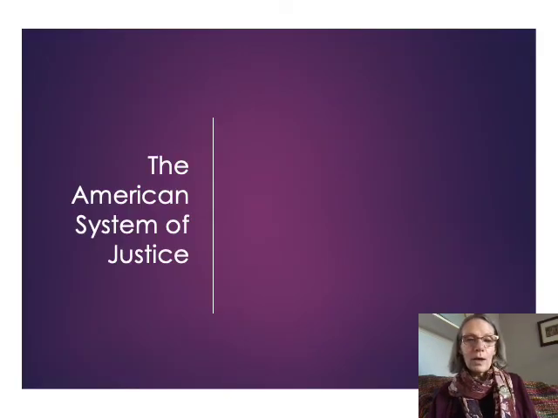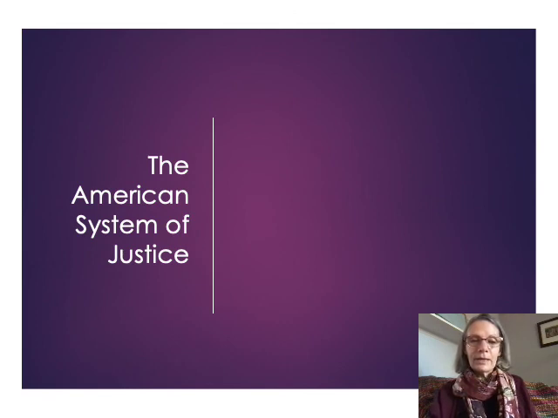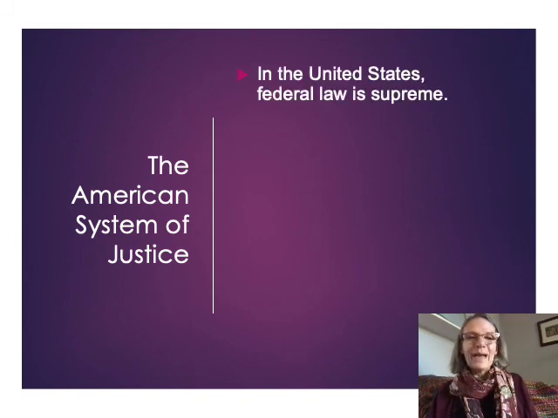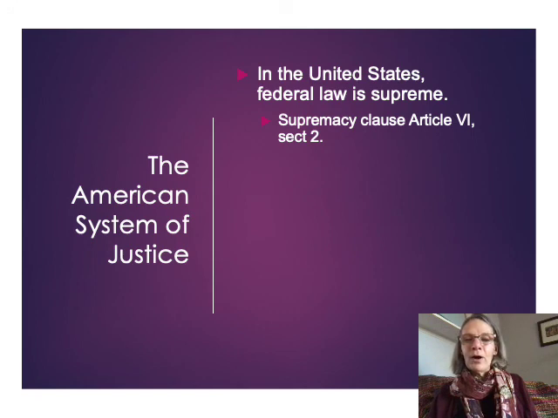All right, let's move on to talk about the organization of the American system of justice, the American judiciary system. How the American judiciary system is organized is a reflection of some key principles within American government. One key principle is what is known as federal supremacy. Article 6, Section 2 of the United States Constitution is known as the Supremacy Clause, and it basically tells us that federal law is the supreme law of the land, okay?